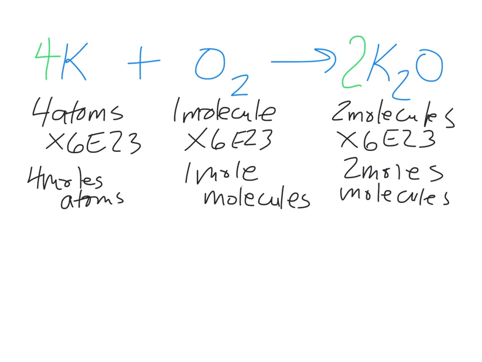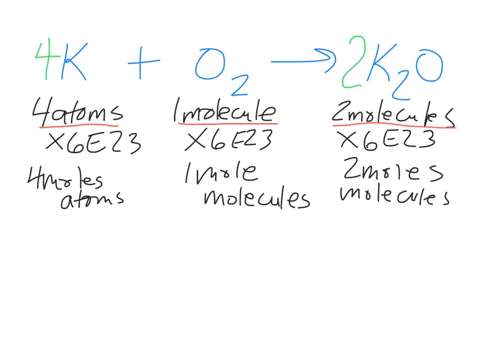On this slide, I want to make you more aware of what you're looking at when you're looking at a balanced equation. So we have potassium reacting with oxygen to form potassium hydroxide. And I think you're probably pretty comfortable that 4 atoms of potassium is reacting with one molecule of oxygen to produce 2 molecules of potassium hydroxide.